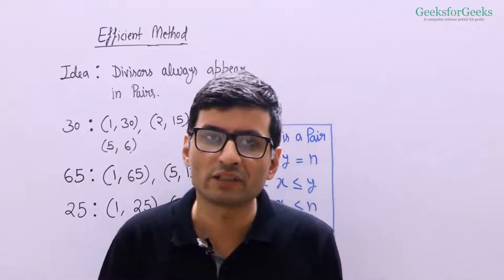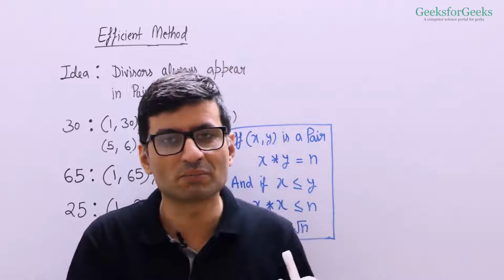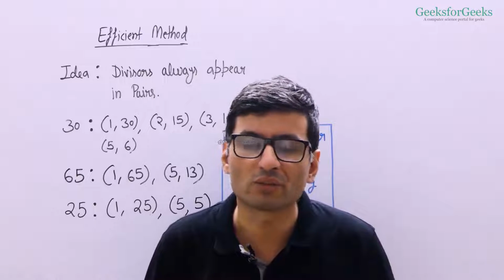So the idea is start from 2, traverse till square root of n. If you find a divisor, then you have the number not prime, otherwise you have the number prime if you never found a divisor. Now please pause this video and try to implement this optimized approach.